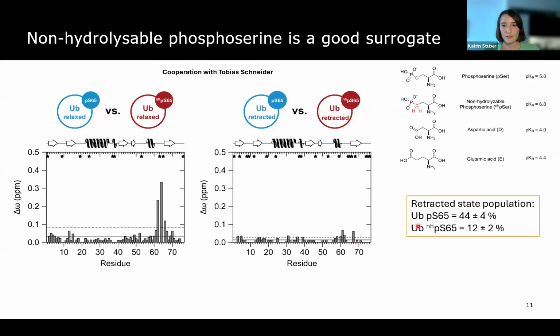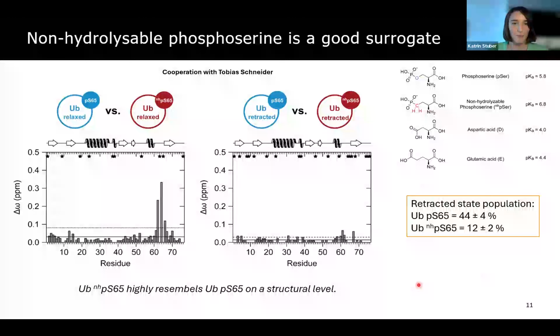In terms of population, for the natural phosphorylation, this retracted state exists in 44% at pH 7.4, whereas for the non-hydrolyzable analog, we only have 12%. And we explained this by the fact that the non-hydrolyzable analog has a higher pKa, and it was shown that this double deprotonation of the phosphoserine is important for this retracted state. And so we concluded that this might be due to the higher pKa of the non-hydrolyzable phosphoserine. But on a structural level, it resembles the natural phosphorylation quite well.